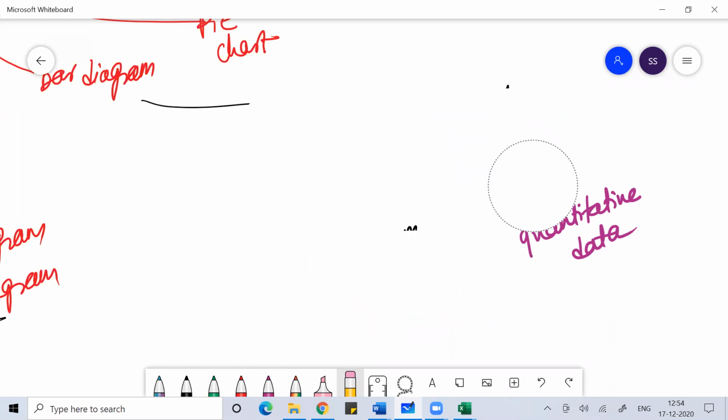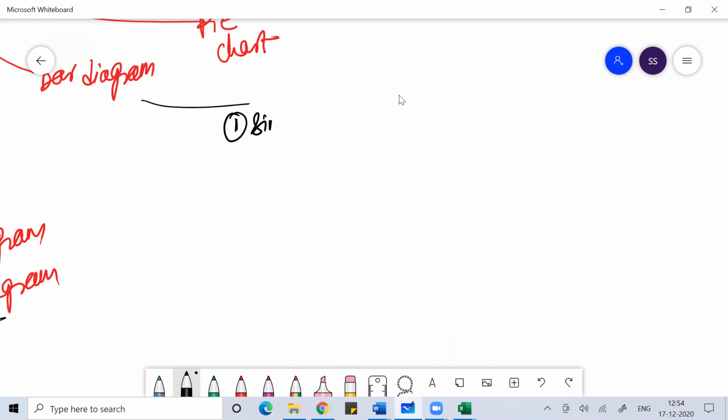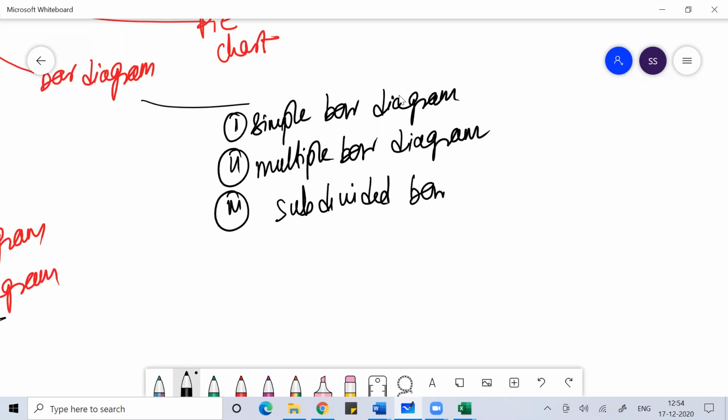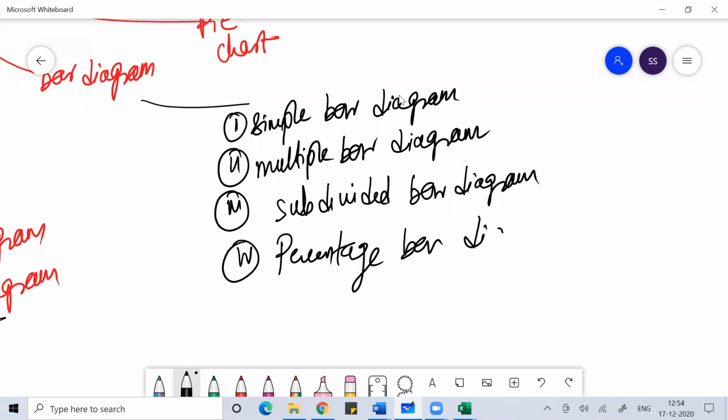So a bar diagram can be a simple bar diagram, it can be a multiple bar diagram, it can be a subdivided bar diagram, or it can be a percentage bar diagram. So there are different ways to represent a bar diagram.